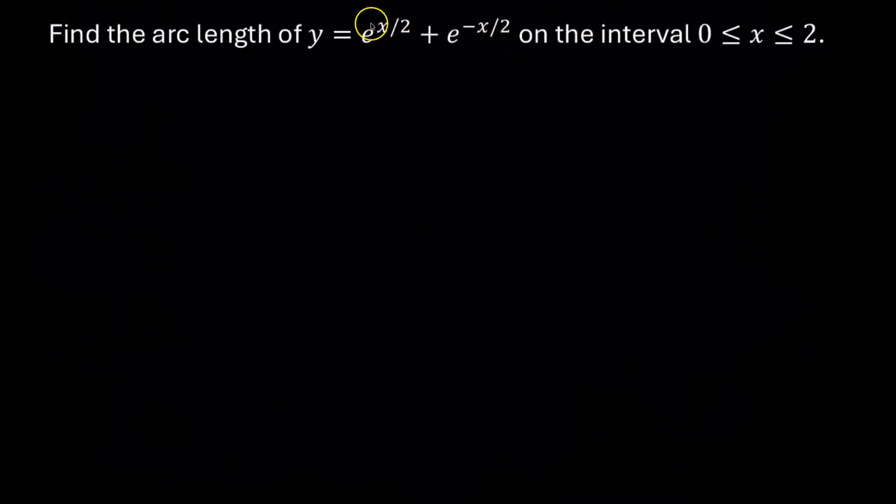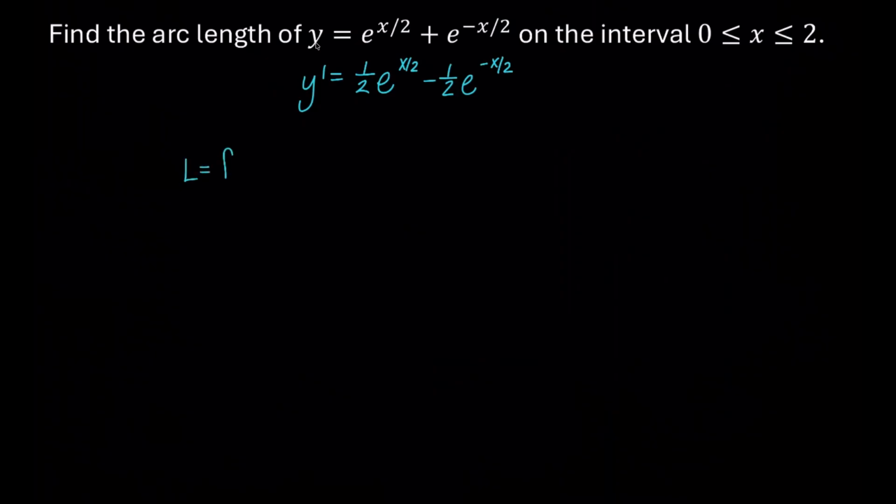So this is like e to the 1/2 x. So we're going to have y prime is equal to 1/2 e to the x over 2. And then here we have e to the negative 1/2 x. So the derivative of the inside is that negative 1/2, and then e to the negative x over 2.